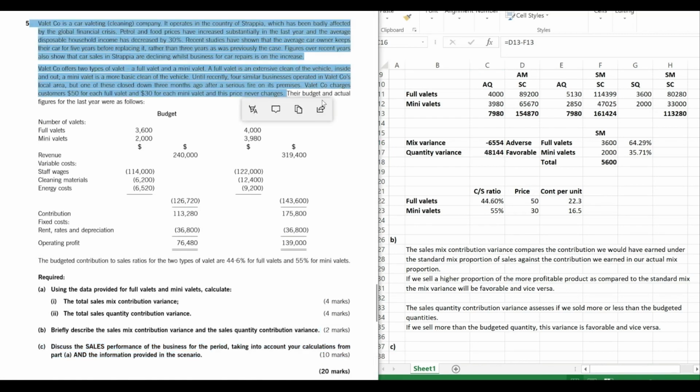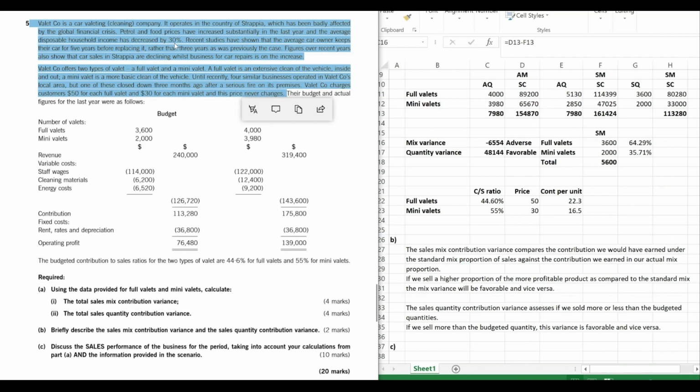So the best way to approach it is we'll read the case scenario and then link it back to the variances. So sentence by sentence, we've already gone through it, so we know there's bad things happening in the economy. So it says Valet Co is a cleaning company. Strapia has been badly affected by the global financial crisis, and petrol and food prices have increased substantially in the last year, and the average disposable household income has decreased by 30%. Let's stop. So the disposable household income has decreased by 30%.